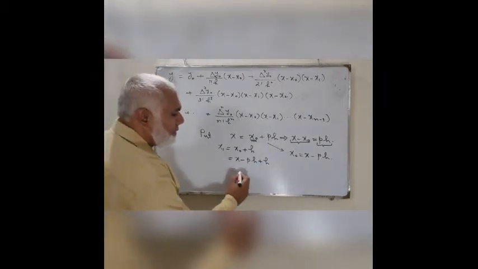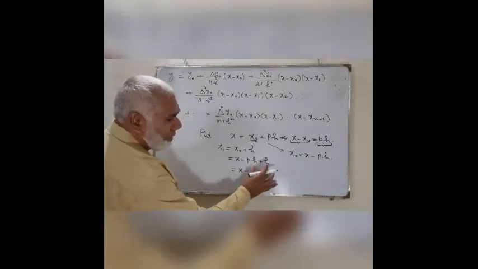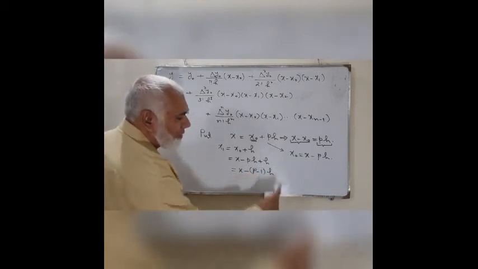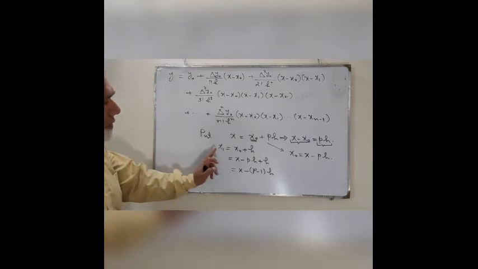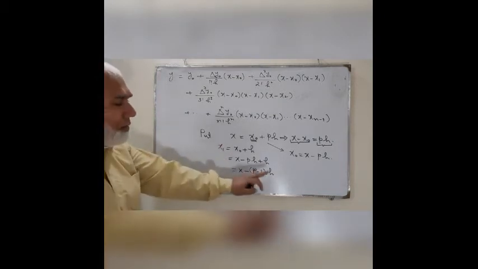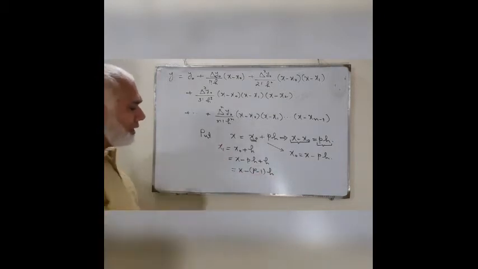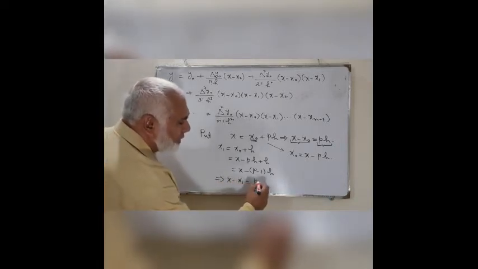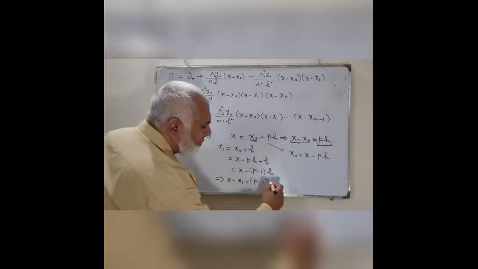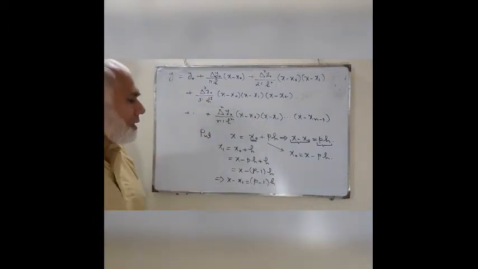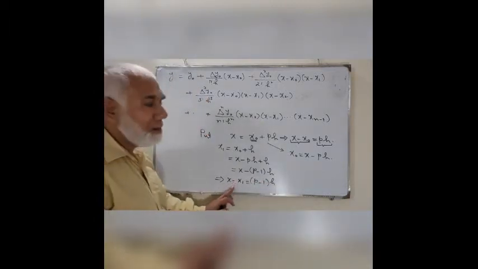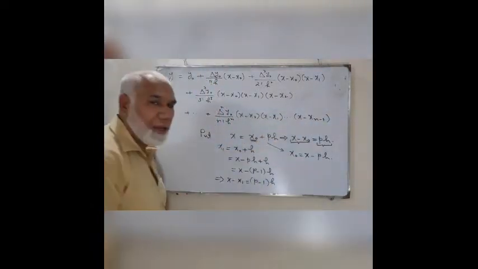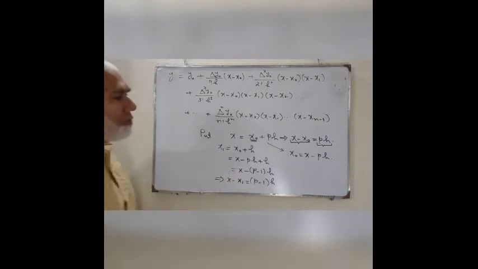Now this can be further written as x minus, if I take out h as a common factor, the result takes the form like that. And on shifting this quantity to the right side and this quantity to the left side, it will give you x minus x1 is equal to p minus 1 times h. So now we got another result which can be replaced everywhere where there is x minus x1. So now we have two replacements.